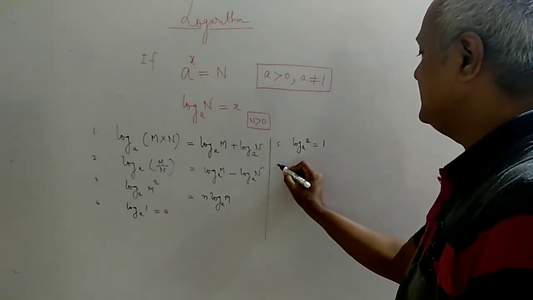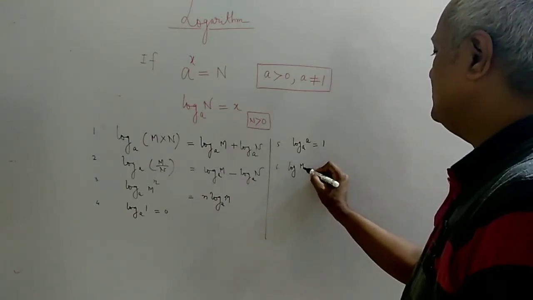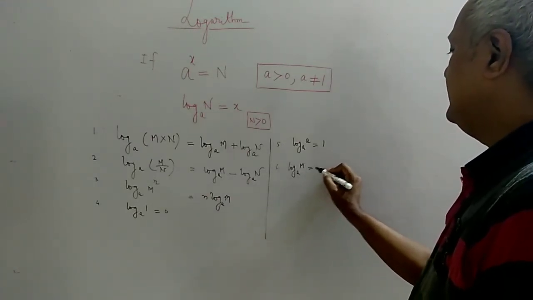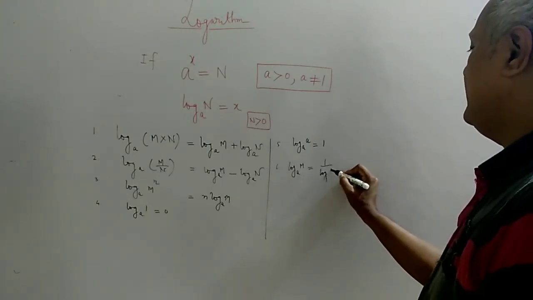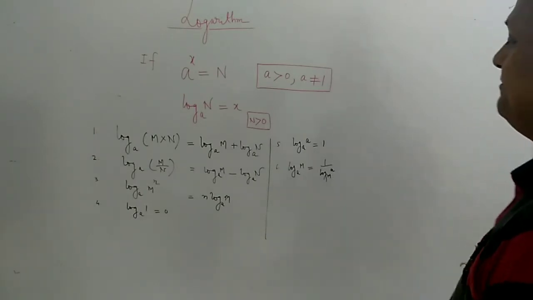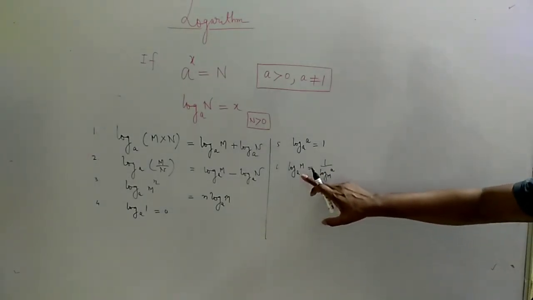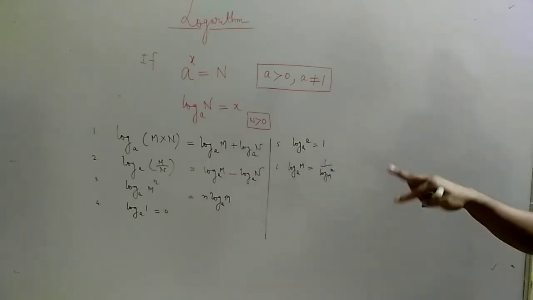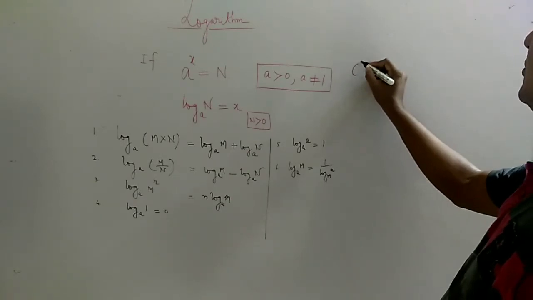Number 6 is log m to the base a is 1 upon log a to the base m. So if you take the reciprocal of a logarithm term, then the base and argument just interchange each other. And the third category is called change of base.